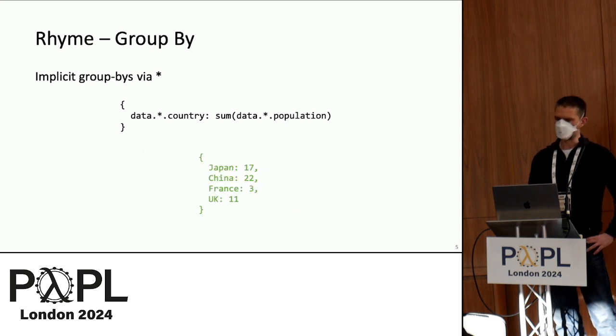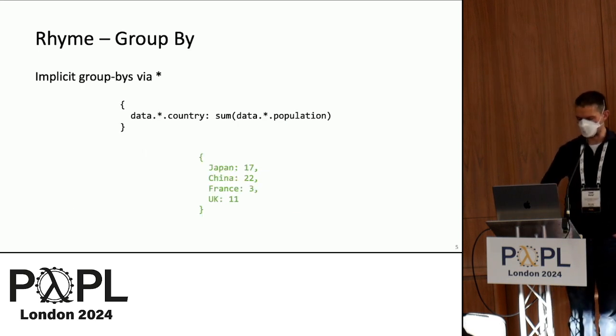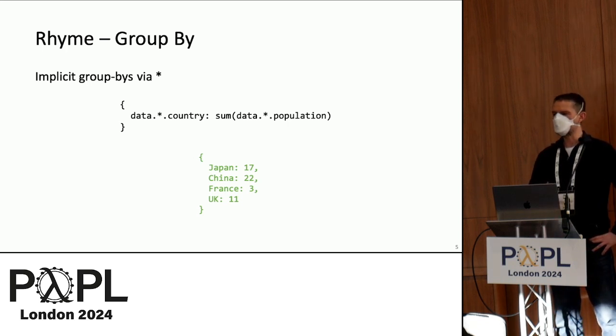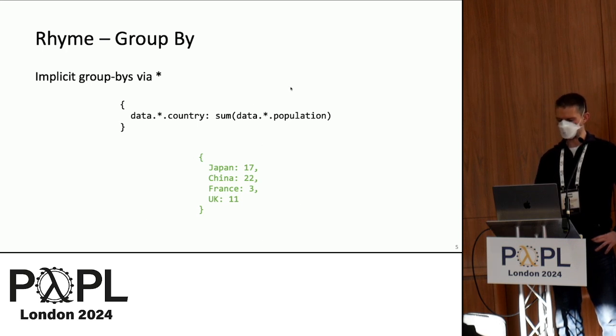Another thing we can do here with this wildcard notation is if I use that on the left-hand side of an object constructor, so have the key be computed from a query, then that gives me group by semantics. So here what I'm saying is I want to build a new object where the keys are the countries, and then for each country I want to compute the sum of the populations of the respective cities. So I get back an object like this, where the keys are Japan, China, France, UK, and then the values are the sum of the populations of the cities from our initial data set.